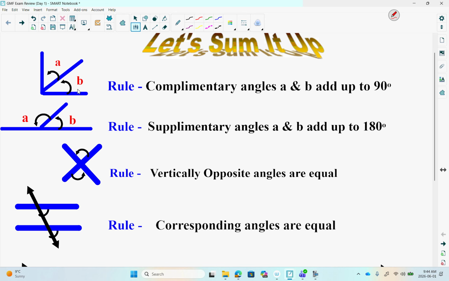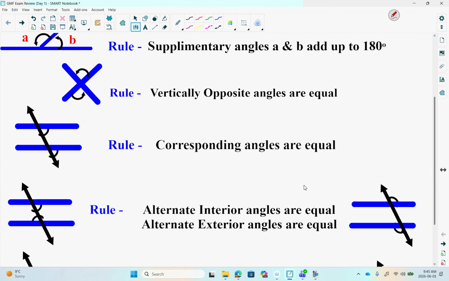If the angles A and B add up to 90 degrees, we call them complementary angles. If the angles A and B add up to 180, they make a straight line. We call them supplementary. If the angles form this X pattern and they're directly across from each other, these two angles, they're vertically opposite and they are equal. Then we have corresponding angles. Sometimes you refer to that as the F pattern, but corresponding angles are equal as well. So these angles right here, if you had an X here, X down here as well.